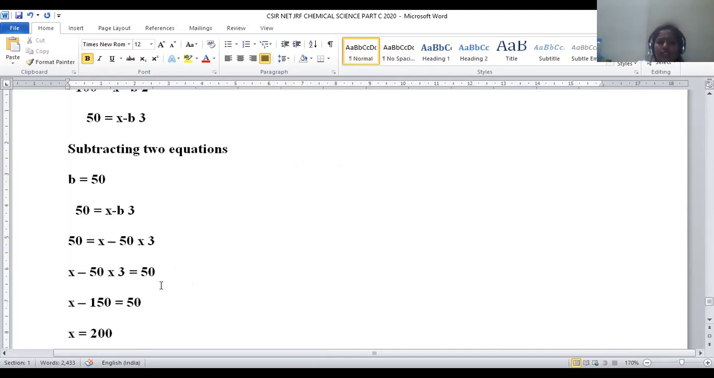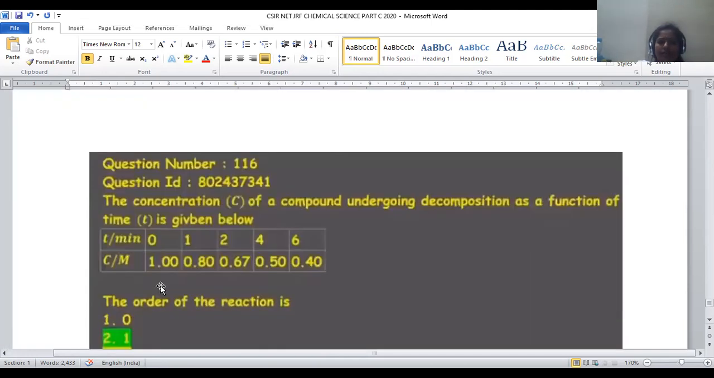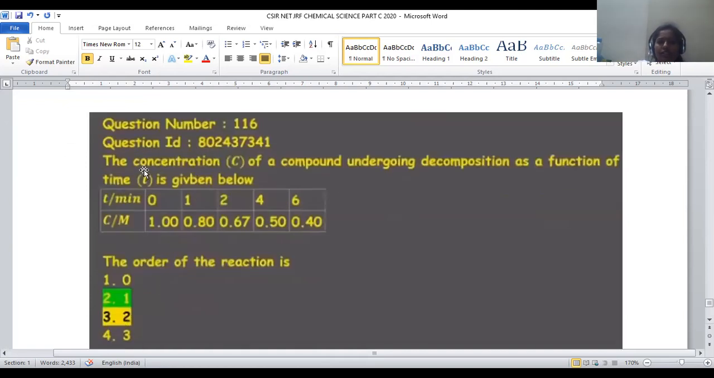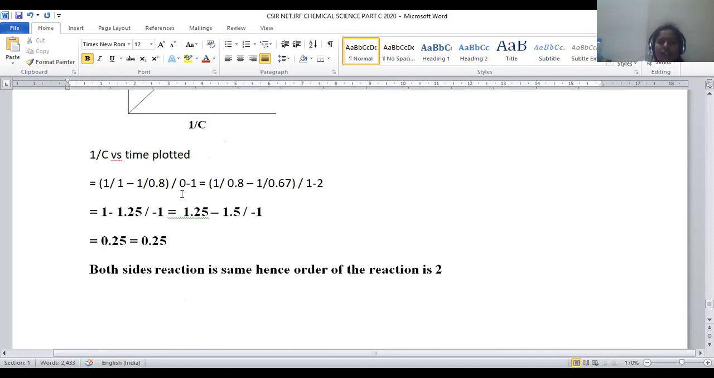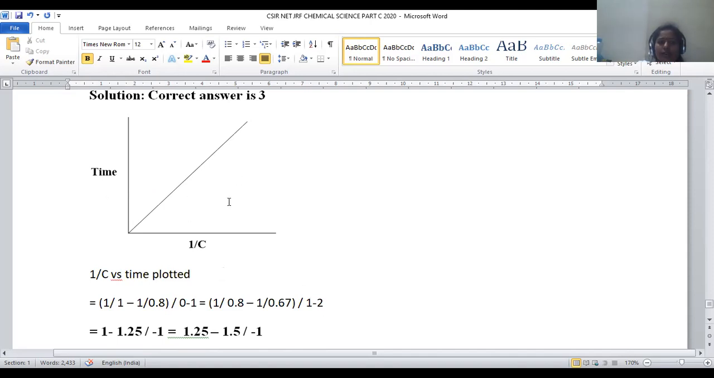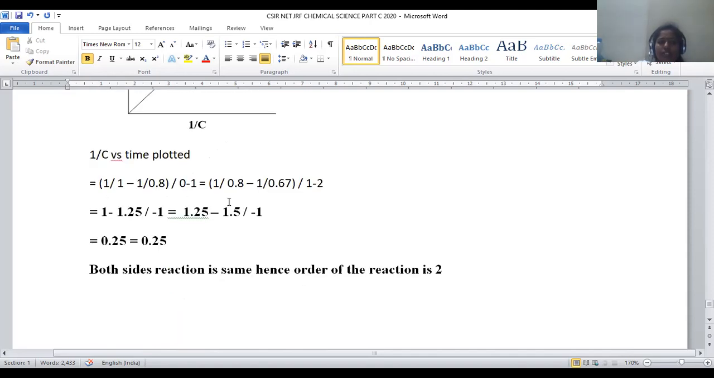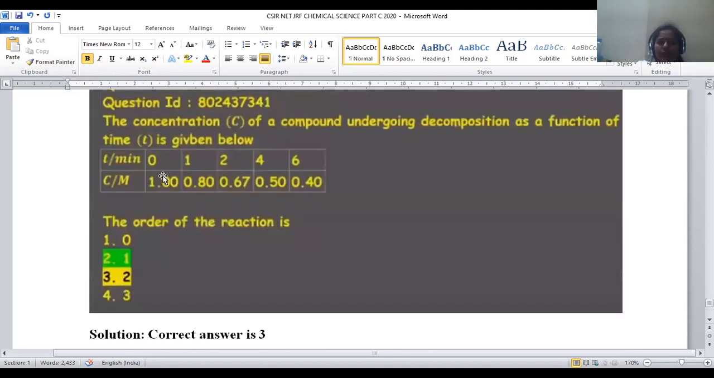Let us move on to the next question. Question number 116. The concentration of a compound undergoing decomposition as a function of time is given. Here time and concentration terms are provided. Based on this, the order of the reaction is to be predicted. A graph of 1 by C versus time is plotted, and a straight line is obtained, which is passing through the origin, right? So here the values are provided.